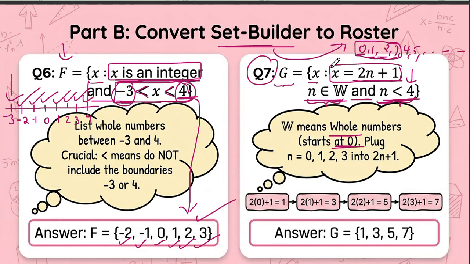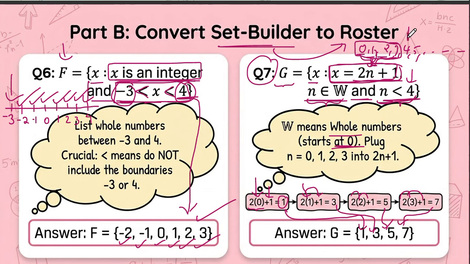What condition is given? x is equal to 2n + 1. If we put n equal to 0, 2 into 0 is 0, plus 1, so we get 1. So our first element is 1. Now put n equal to 1. So 2 into 1 is 2, plus 1 is 3. So the second element is 3. Then put n equal to 2. So 2 into 2 is 4, 4 plus 1 is 5. So the third element is 5. Then put n equal to 3. So 2 into 3 is 6, 6 plus 1 is 7. So the next element is 7.